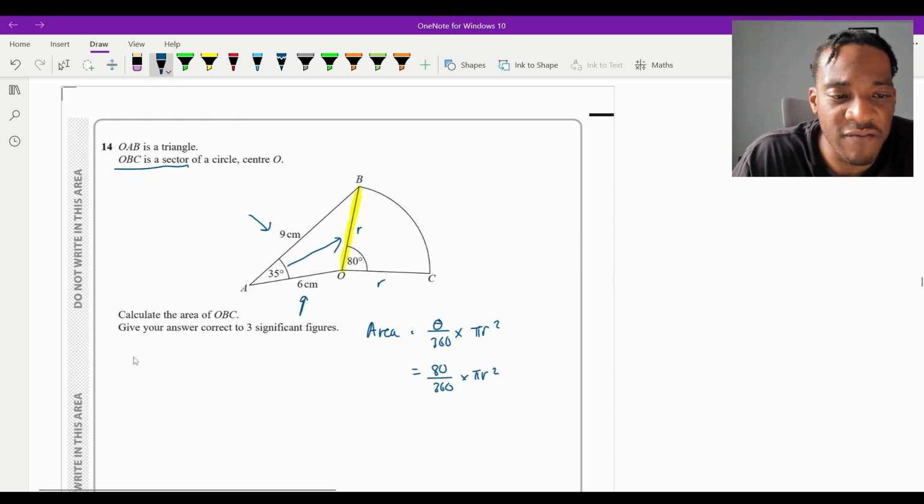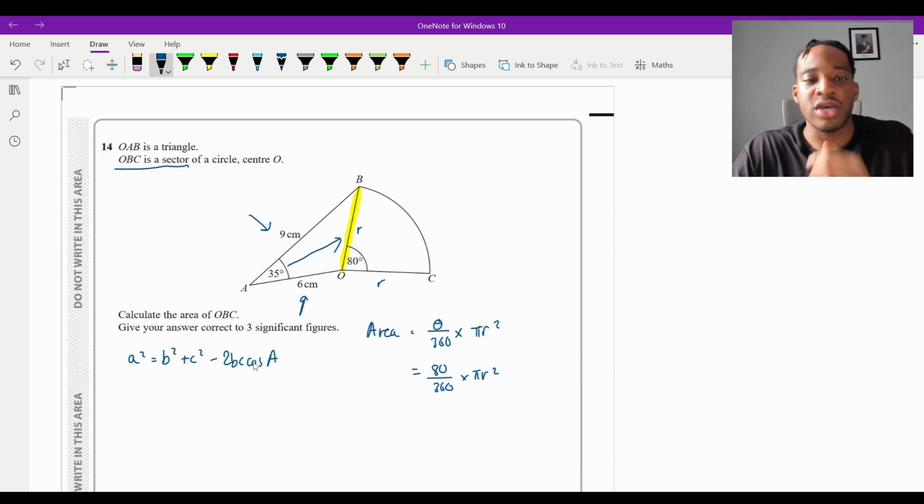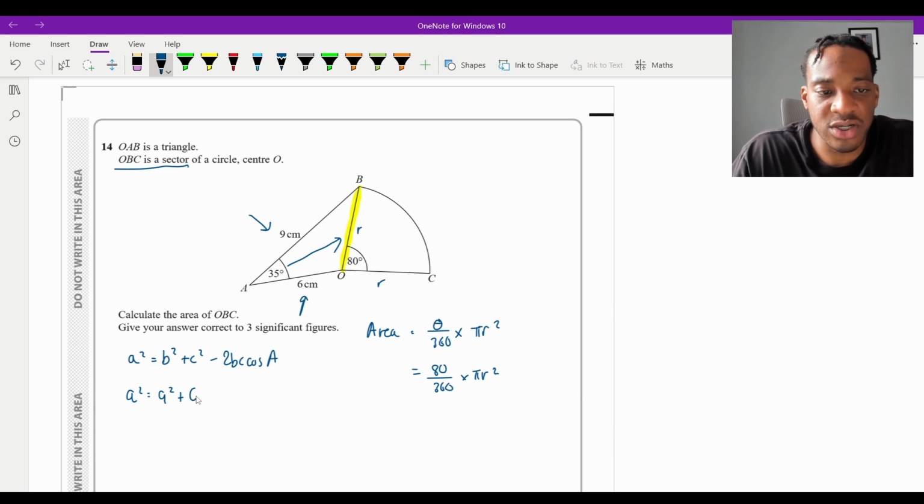So what I'm going to do is just write the formula here again. A squared is equal to b squared plus c squared minus 2bc cosine A. And with this one, once you've done the cosine rule a couple of times, all you need to remember is that the b's and the c's are just going to be the sides either side of the angle in between. So I'm going to say that a squared, or r squared because I'm looking for r, same thing, is going to be equal to 9 squared plus 6 squared minus 2 times those two sides again, 9 and 6, and then the cosine of the angle in between, which is 35 in this case.